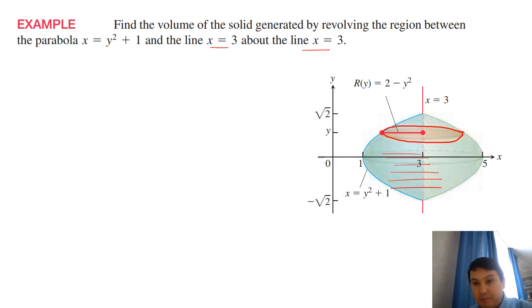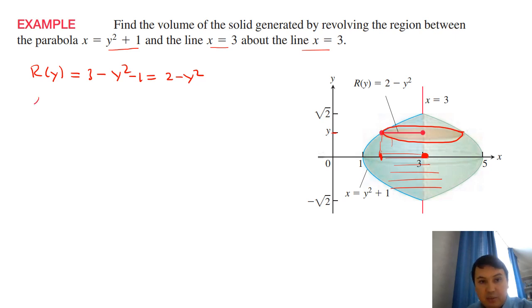Well, what do I get? Let's look at this particular one. Let's cut it at y, and try to find this radius. How do I get the radius? Well, it's nothing but the difference between these two x-coordinates. Here this is 3, I know this is 3. How about this particular one? The x-coordinate is y squared plus 1. So then my r(y), because I cut it at y, is a function of y. This is 3 minus this particular x, which is y squared plus 1. So this is 2 minus y squared. So this is my radius.